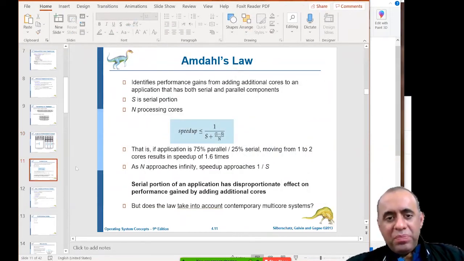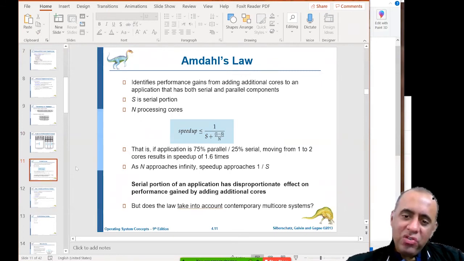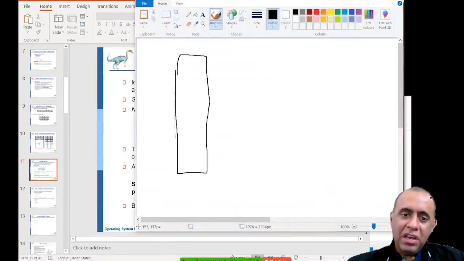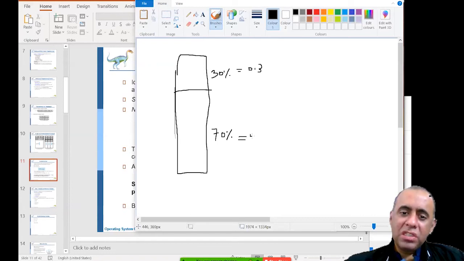A word about speed up. How much speed up would you get from a program which was written using multi-threading? Amdahl's law is there to give us an answer on that. For example, I had a program in which 30% part was sequential, it was not parallel, and 70% part was written using multi-threading, like some thread library. So you can write this as 0.3, and you can write this as 0.7.